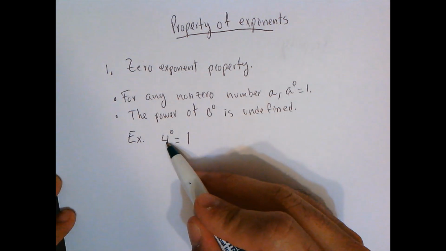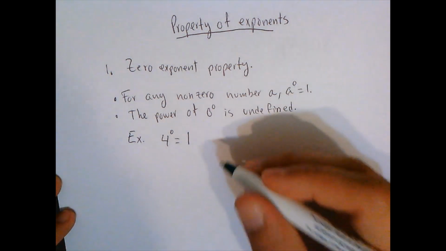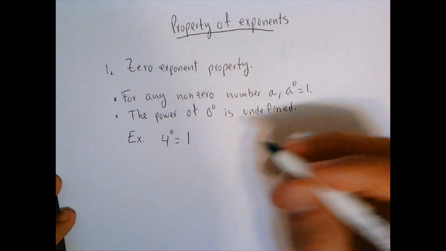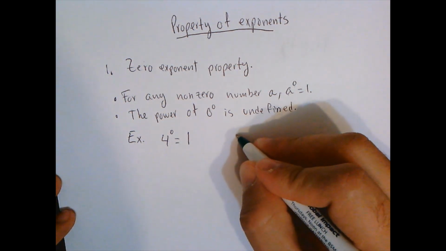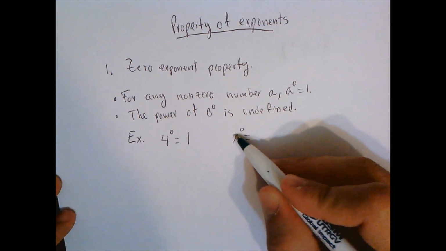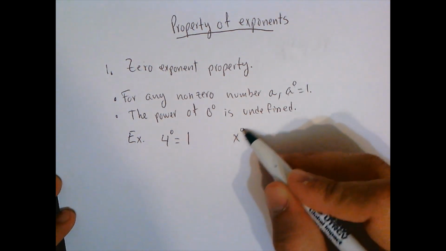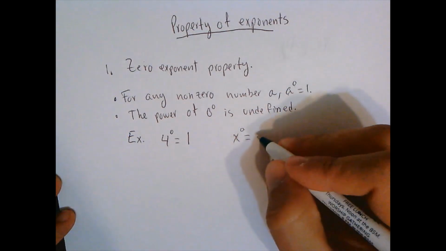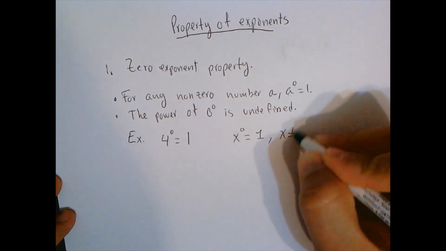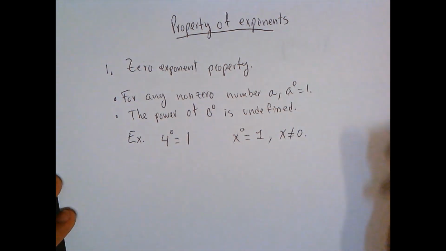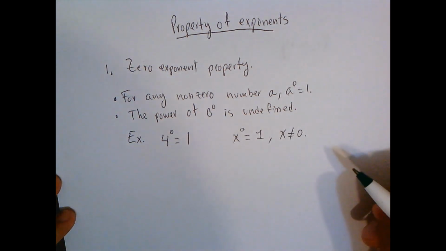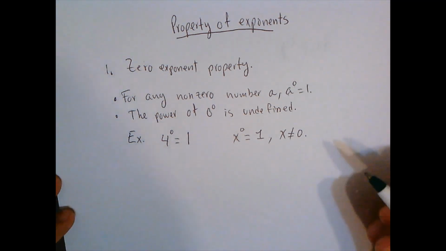Well, what if I don't have numbers? If I just have variables, which is something that we see quite often in algebra. Say that I have x raised to the 0 power. Well, x could be any number, so any number raised to the 0 power will be 1. Now, let's notice that x cannot be 0. So this is pretty much the first property of exponents, pretty easy.